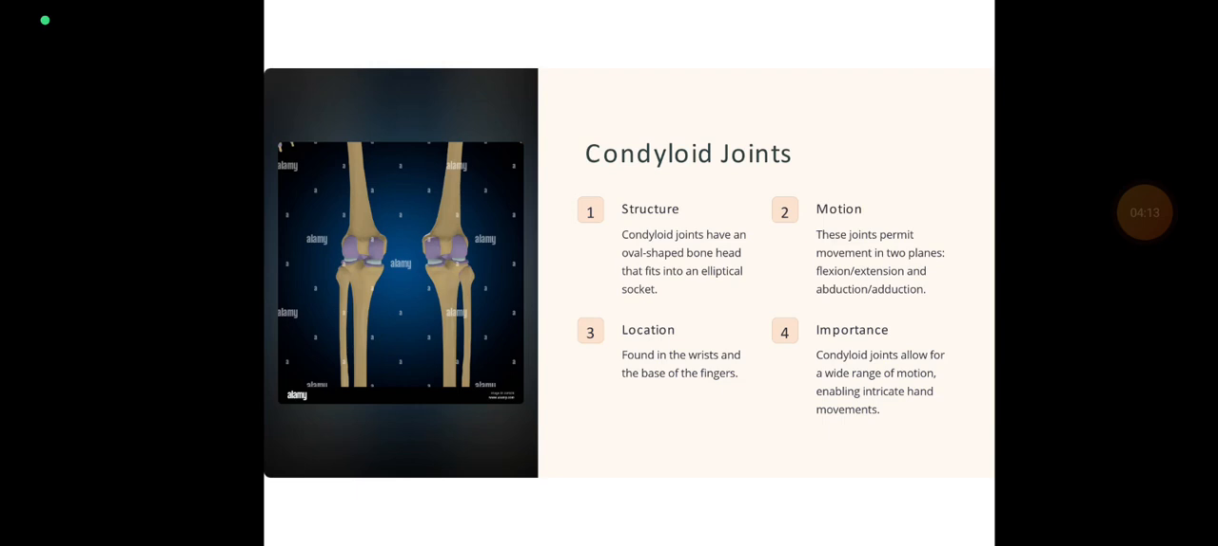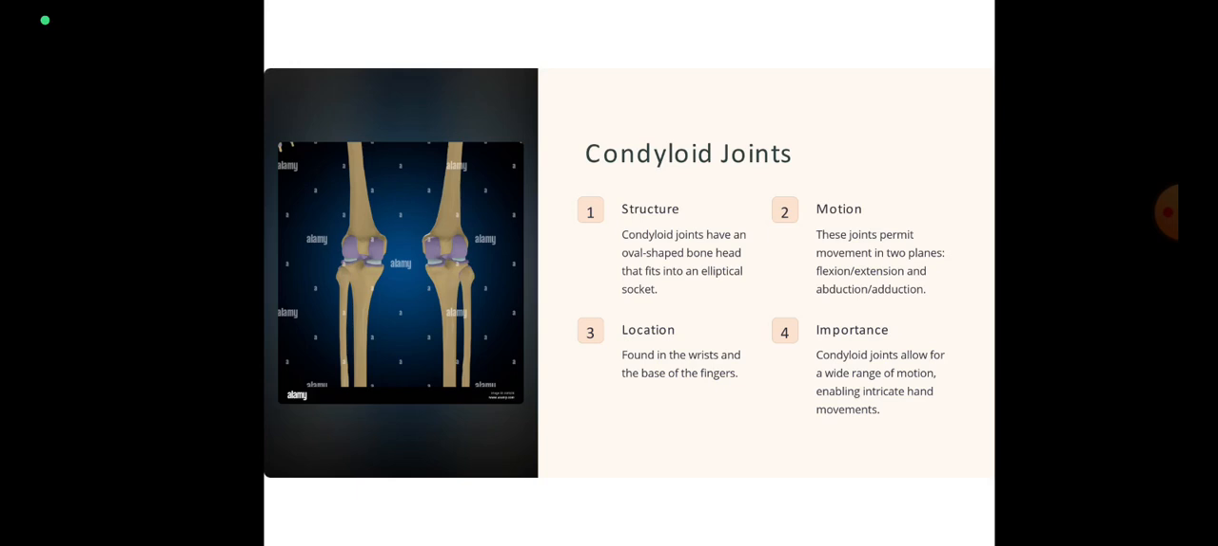Next is the condyloid joint. The condyloid joint is also known as the ellipsoid joint. In this, the ends of both bones are concave in shape. Structure of the condyloid joint: it has an oval-shaped bone head that fits into an elliptical socket. The location of the condyloid joint: it is found in the wrist and at the base of the finger.